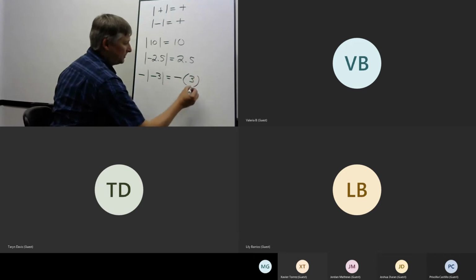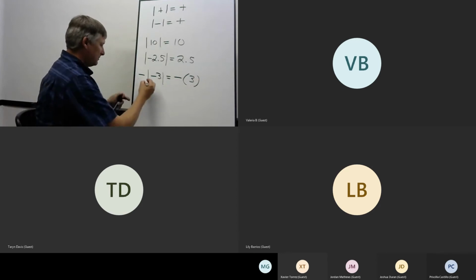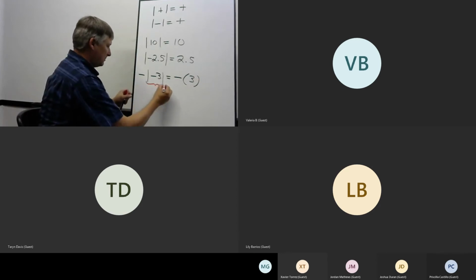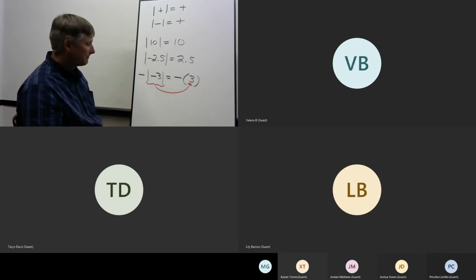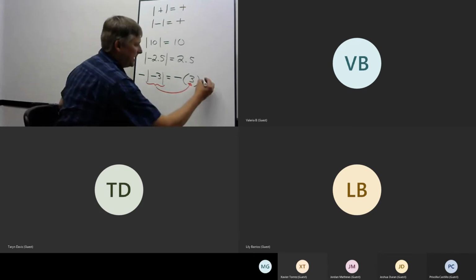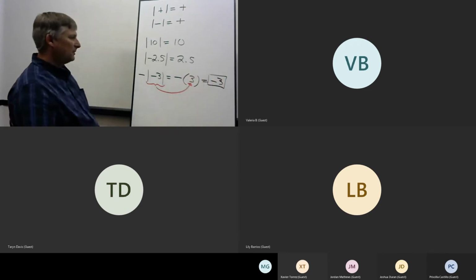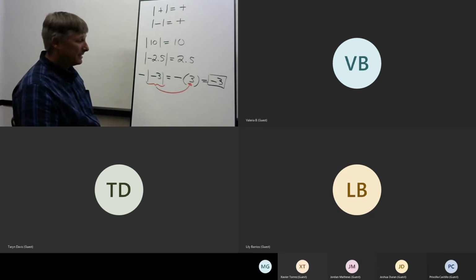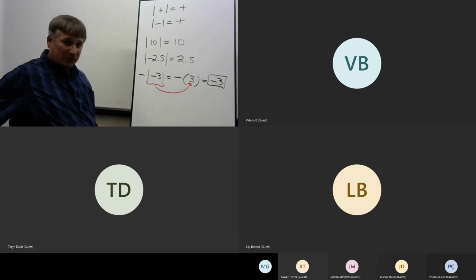So you have the negative still hanging out here. But once we take the absolute value, this becomes that. Now this negative is still here. And so the negative now attaches to the positive 3. We get this. So just be careful of that. That's out there. So any questions?